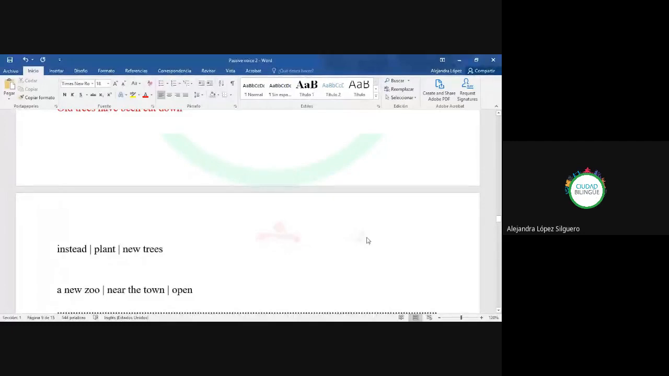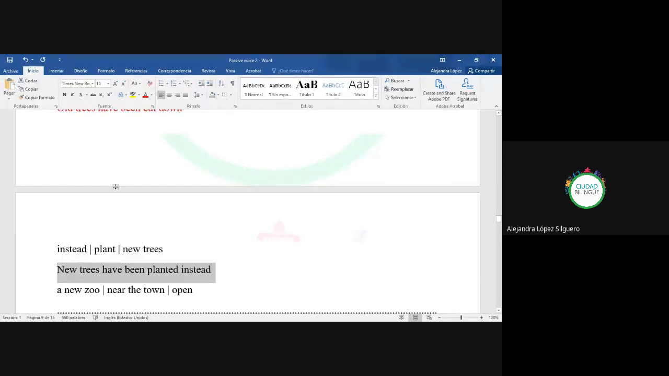New plants have been planted. Okay, good. El instead lo debemos dejar de último. But it's good. New trees, actually. New trees, because we have new trees, right? Nuevos árboles have been planted. Very good. Instead. New trees have been planted instead. Muy bien.